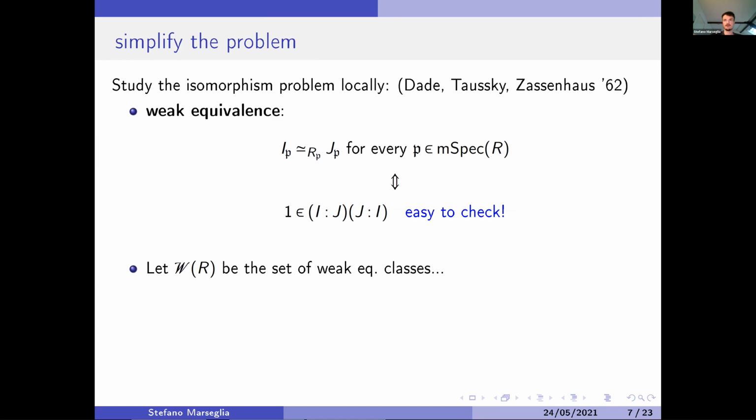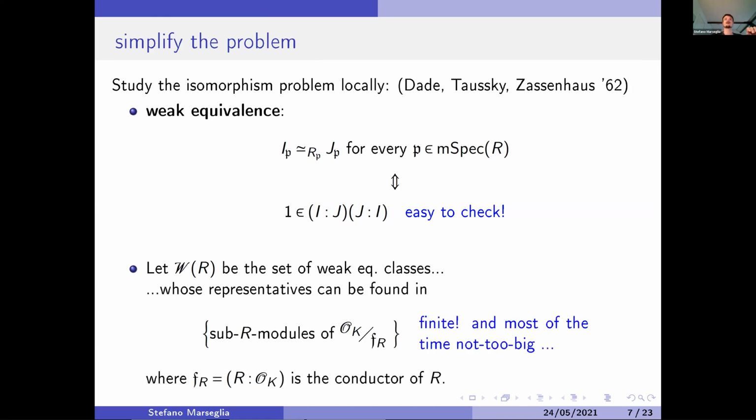As the name suggests, weak equivalence is an equivalence relation, and let W(R) be the set of the weak equivalence classes. The representatives of all the weak equivalence classes can be found in the finite set of the sub-R-modules of the finite quotient O_K modulo F, the conductor of the order R. So in other words, for every fractional ideal I, there exists an ideal which is weakly equivalent to I, that is contained inside the maximal order and contains the conductor. So it can be identified with such a submodule. This quotient, O_K modulo the conductor, is finite, because the conductor is a fractional ideal, so it's a lattice inside O_K, and most of the time it is not too big.